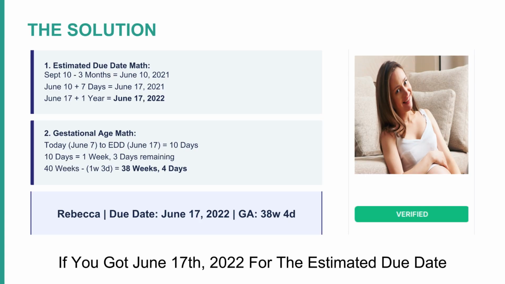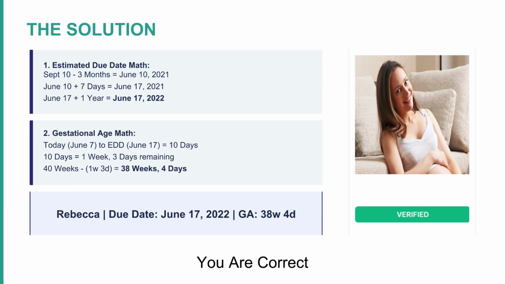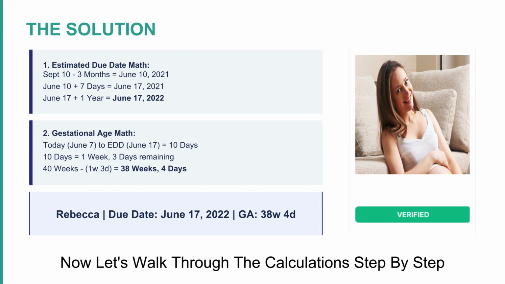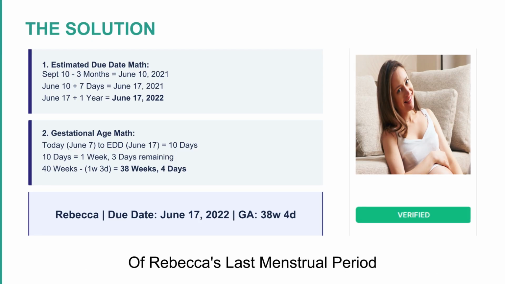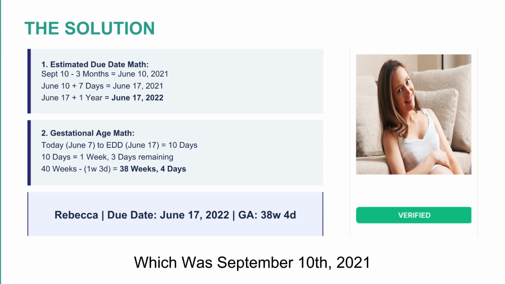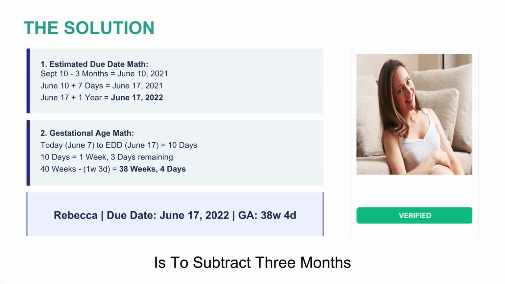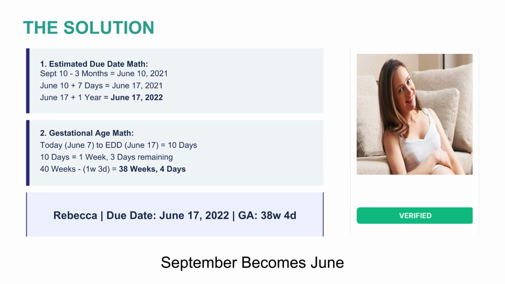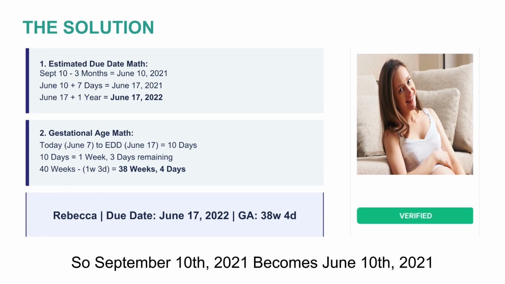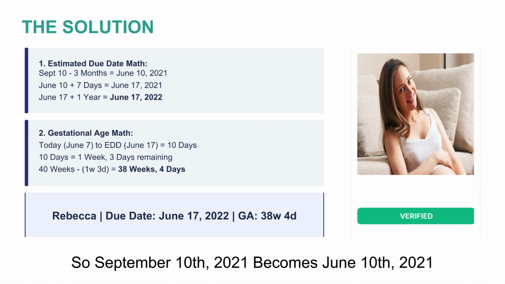If you got June 17th, 2022 for the estimated due date, you are correct. Now let's walk through the calculations step by step. We begin with the first day of Rebecca's last menstrual period, which was September 10th, 2021. The first step in Naegele's rule is to subtract 3 months. September becomes June, so September 10th, 2021 becomes June 10th, 2021.